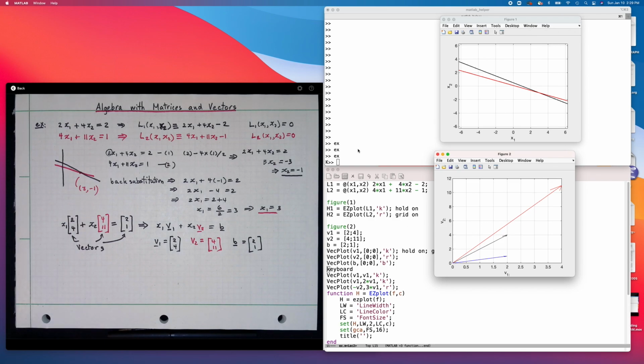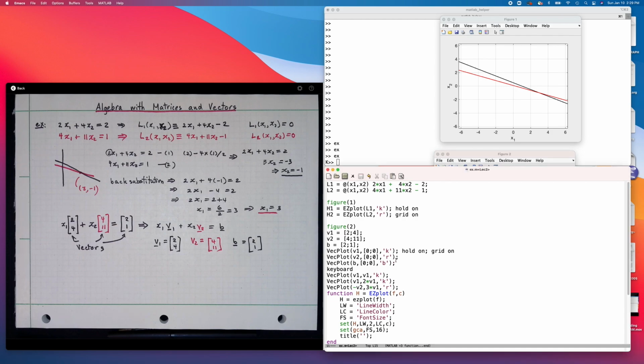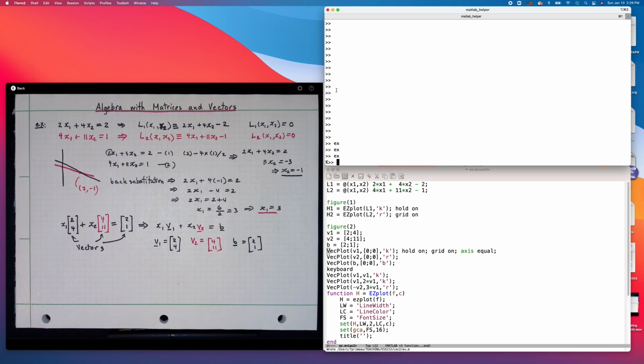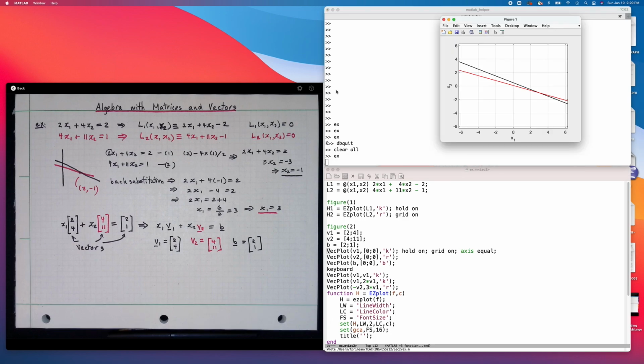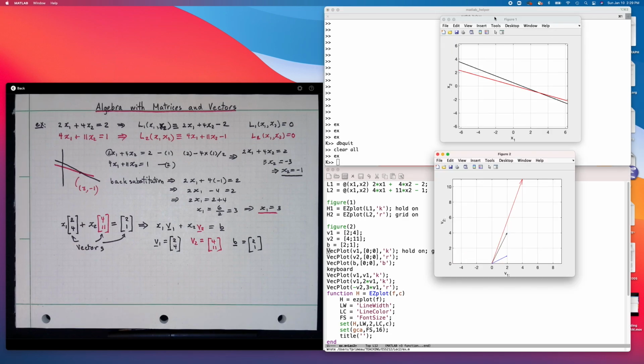So it's not at scale. Maybe I should add an axis equal. Let me do that. Let me start over. Hold on, grid on, axis equal. So it looks nicer. dbquit, clear all. There we go, that's more to scale.